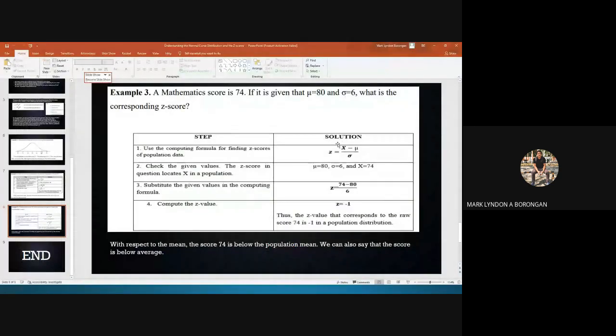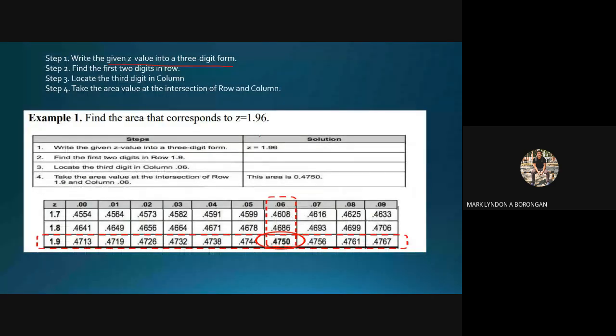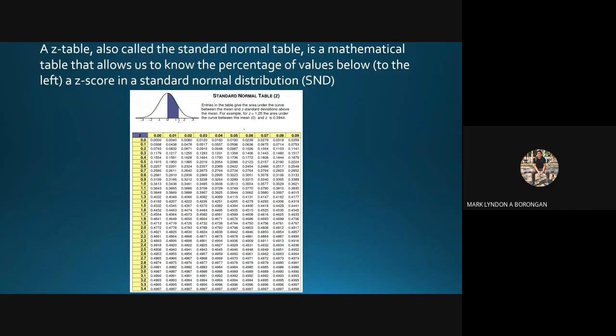Since that was for determining the z-score, and now you have the z-score, let's say for example you have a z-score of 1.96. You can now easily locate it in your z-table. The z-table is given; we will follow this z-table. This is the standard normal table.